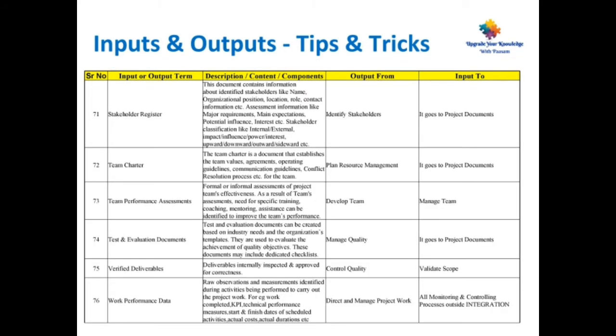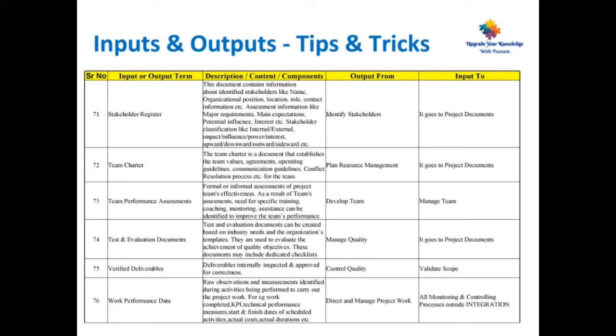Coming to input or output term 71, stakeholder register. This document contains information about identified stakeholders like name, organizational position, location, role, contact information, etc. Assessment information like major requirements, main expectations, potential influence, interest, etc. Stakeholder classification like internal, external, impact, influence, power, interest, upward, downward, outwards or sidewards, etc. This is output from identify stakeholders and it goes to the project documents as input.